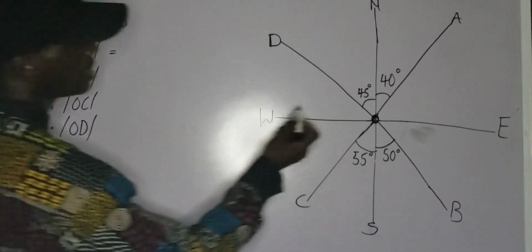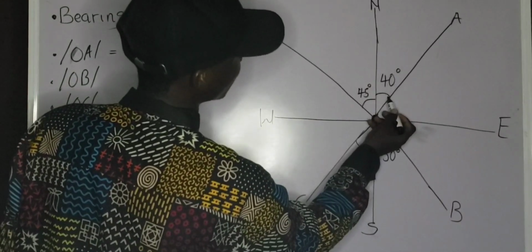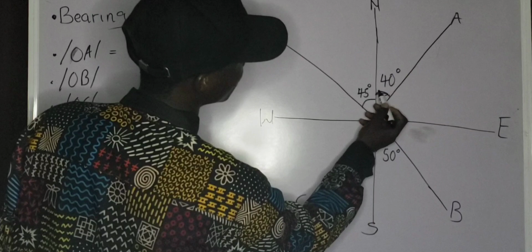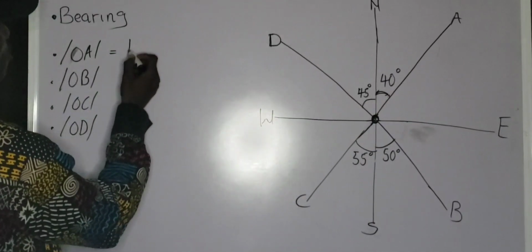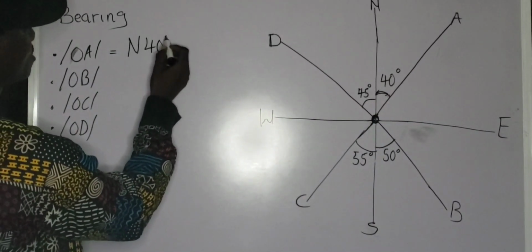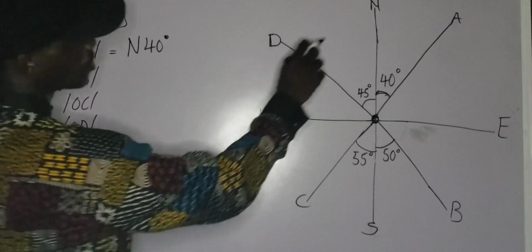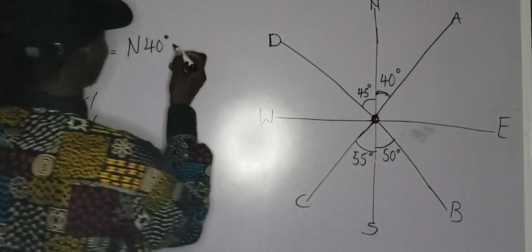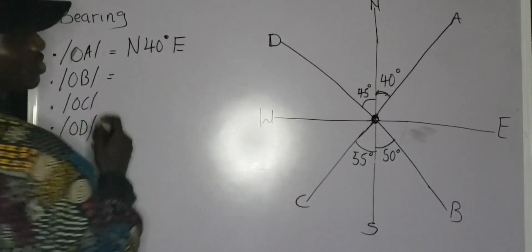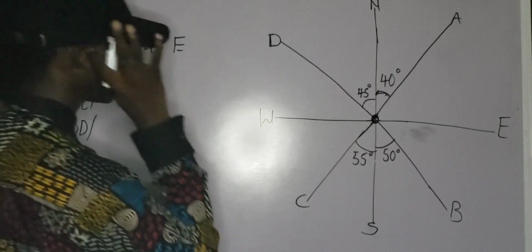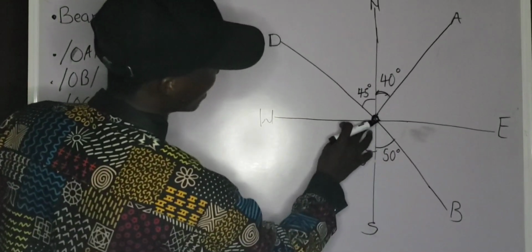The bearing of line OA is this angle, because this is the angle which line OA makes with this meridian. You understand? So that is not 40 degree south, not 40 degree east. So I'm going to have it like this. Now let's find the bearing of line OB.